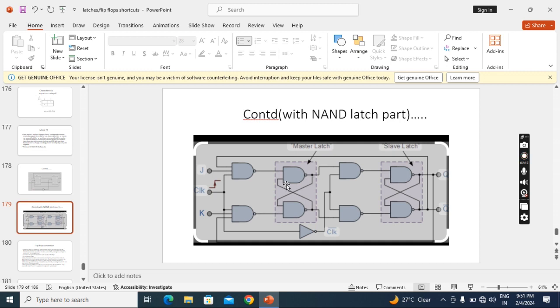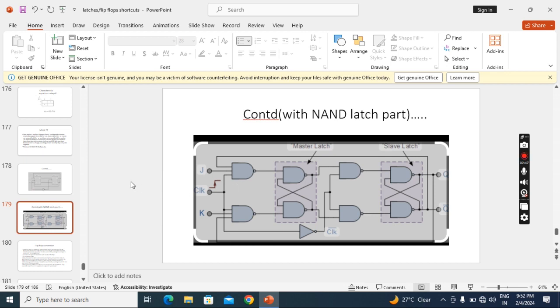For positive trigger, the slave flip-flop will hold. It won't respond. Similarly, for negative trigger, the master will hold, it won't respond, but the slave will respond, it will send input to output. So with this kind of arrangement, we are able to avoid the racing. That is the logic behind avoiding the racing.